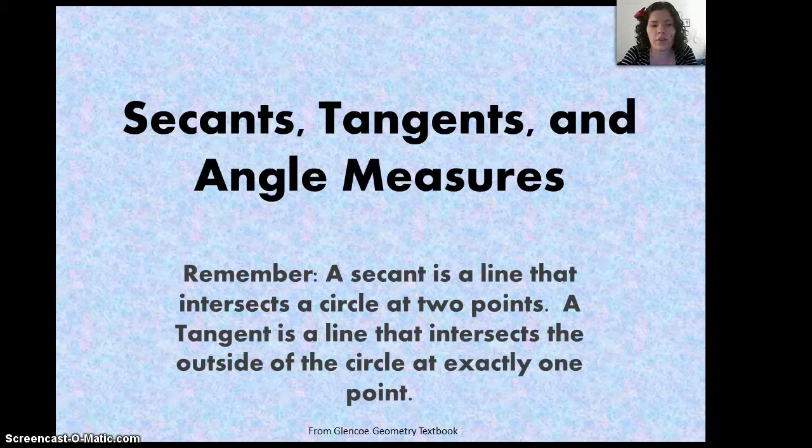Today we will be talking about secants, tangents, and angle measures. Remember, a secant is a line that intersects a circle at 2 points. A tangent is a line that intersects the outside of the circle at exactly 1 point.